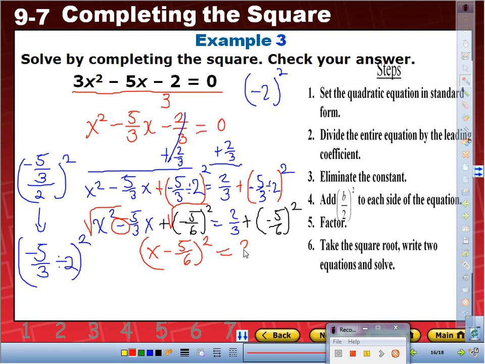Now check this out. However, on this side, 2/3, we are going to square it. What is negative 5 times negative 5? What is 6 times 6? Copy that, please.